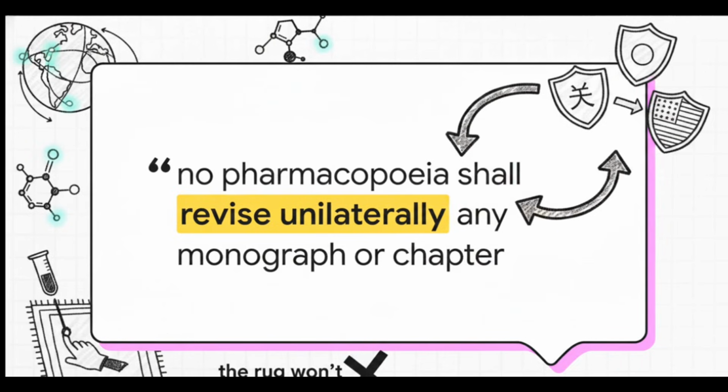The guideline acknowledges these regional quirks while still striving for that overarching global harmonization. And keeping these standards harmonized requires an immense amount of global cooperation. The Pharmacopeal Discussion Group, or PDG, which is made up of the European, Japanese, and United States pharmacopoeias, has a very strict rule. They state, "No pharmacopoeia shall revise unilaterally any monograph or chapter after sign-off or after publication." This is huge. It ensures that once a procedure is harmonized, the rug won't just be pulled out from under manufacturers. The references and standards remain truly global.